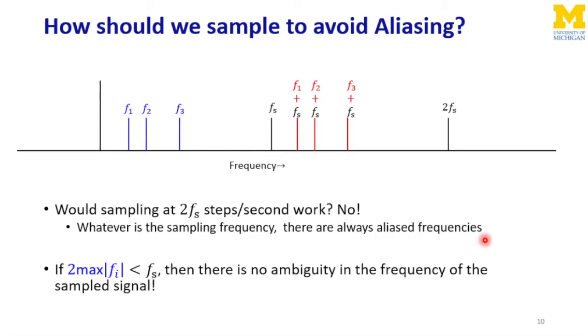However, we can cheat a little bit. If somehow you knew that the sampling frequency is actually larger than twice the largest frequency in your signal, then there is no ambiguity in the frequency of the sampled signal. You can always reconstruct the correct signal if your sampling frequency is larger than twice the maximum frequency in your signal.